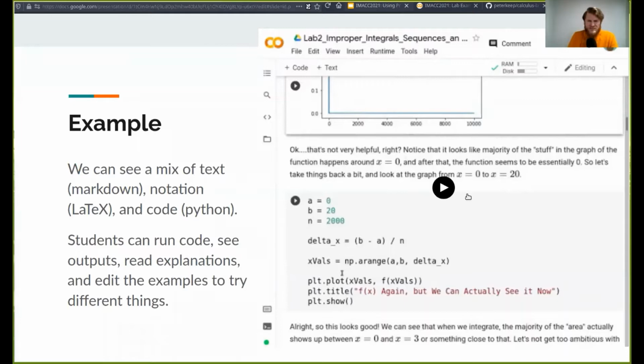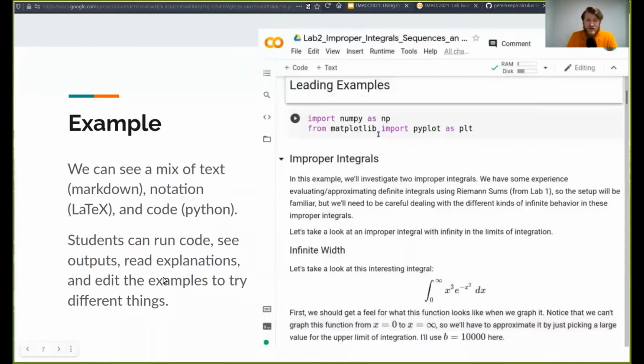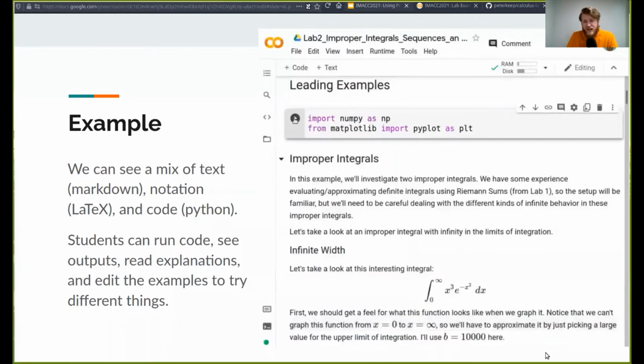So these are the examples that I build. And then later on in the labs, I'll have blank code boxes for students to do the same kinds of tasks with some instructions on how that goes. I can show this again if you want. But again, I think it looks pretty nice.